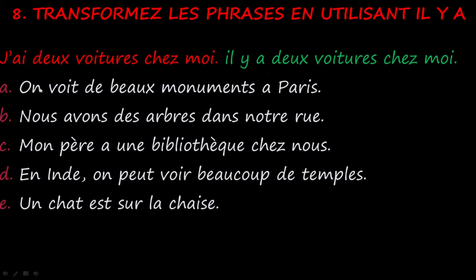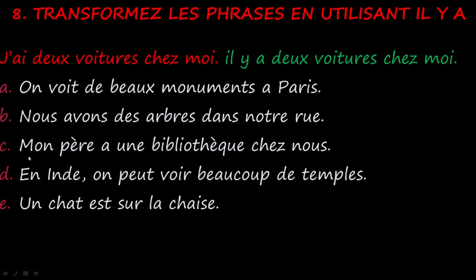Okay. So here, on voit de beaux monuments à Paris. So we can see some beautiful monuments in Paris. So instead of saying on voit, you can use il y a. Il y a de beaux monuments à Paris. There are some beautiful monuments in Paris. Okay. That's simple. Nous avons des arbres dans notre rue. We have some trees in our street. Instead of nous avons, you can change it to il y a. Il y a des arbres dans notre rue. There are some trees in our street.